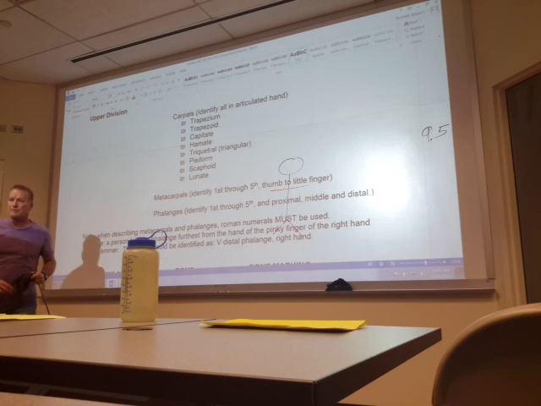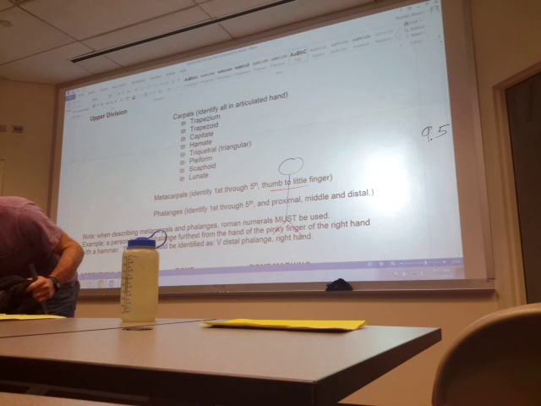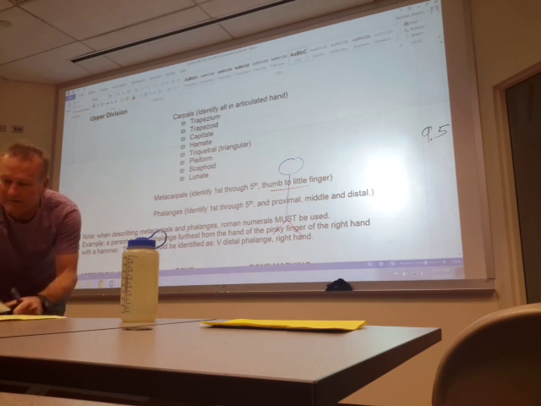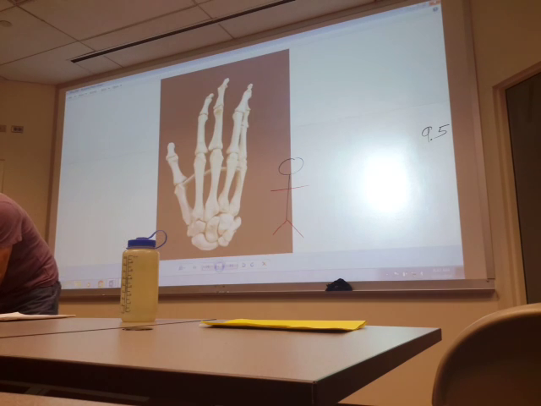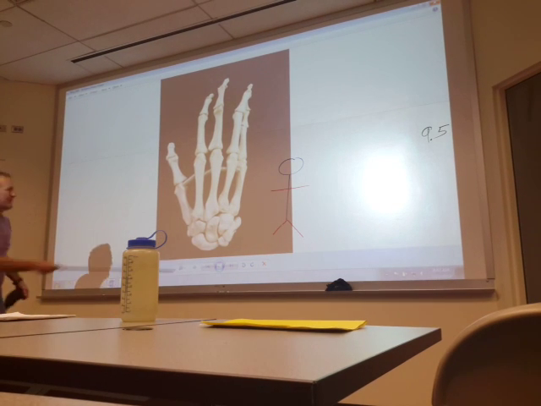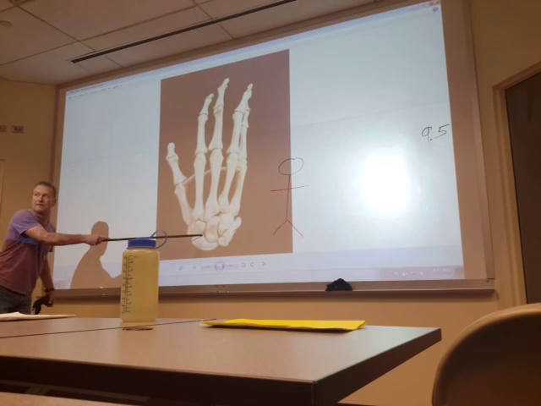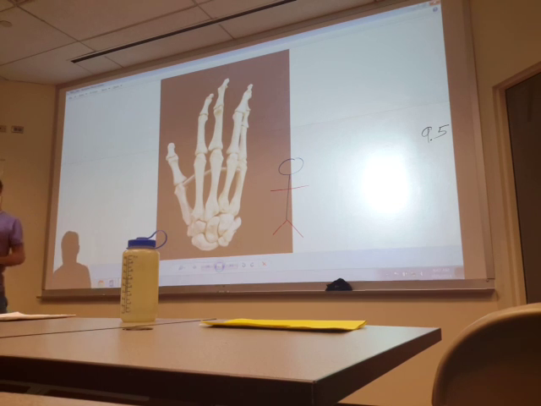So, do you have to be able to identify any of these disarticulated? No. What about the ankle?